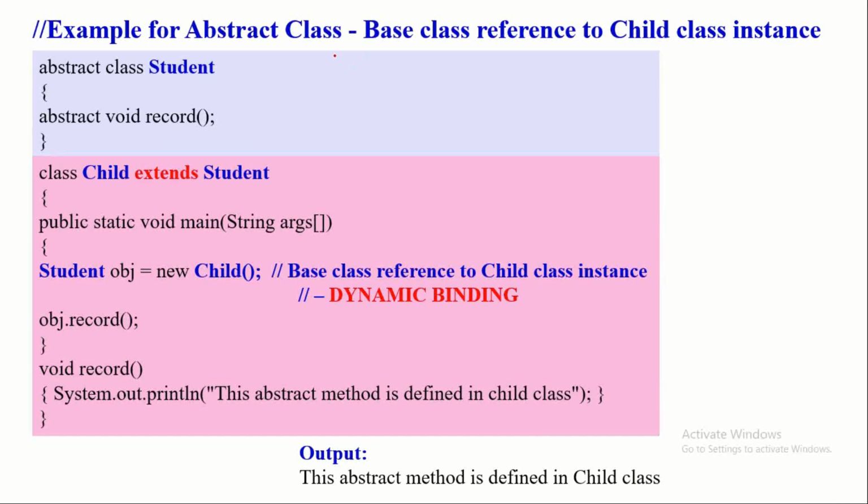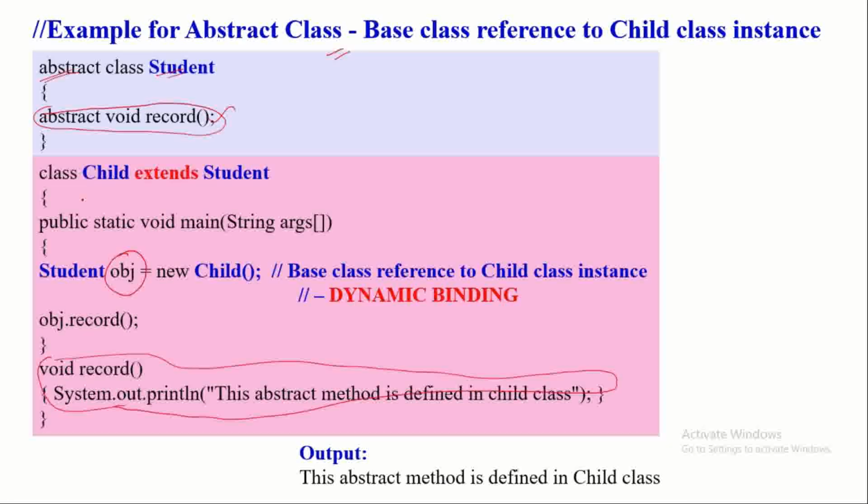Coming to one more example that highlights one of the important points of abstract class: we discussed that an object cannot be created for the abstract class, but a reference to the abstract class can be created. Here you see this is the abstract class student and inside it one abstract method is declared. Since it is abstract, the definition compulsorily needs to be provided by its subclass. This concept we just learned.